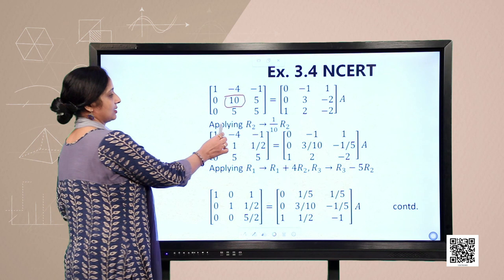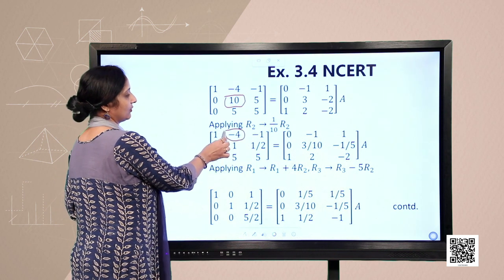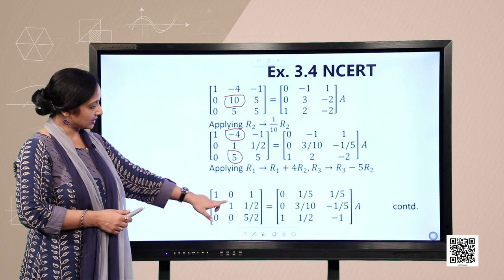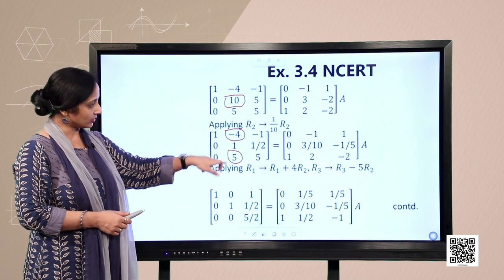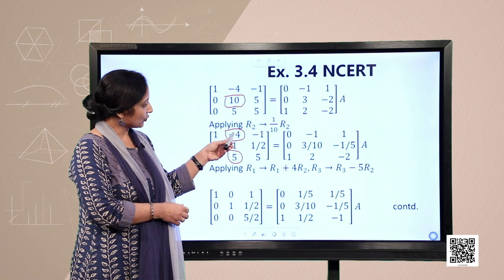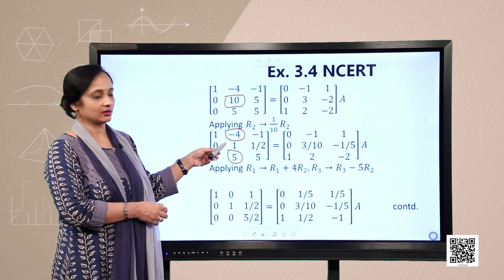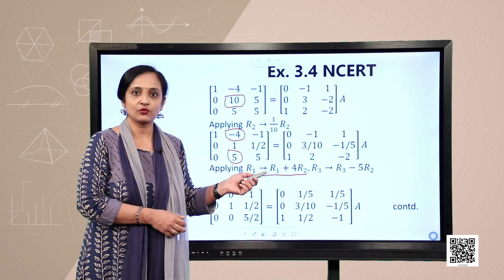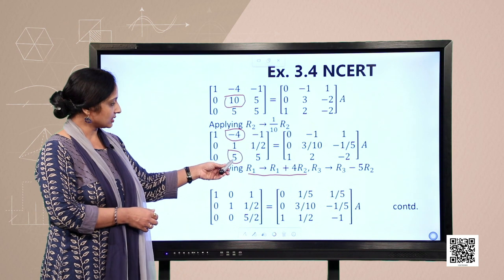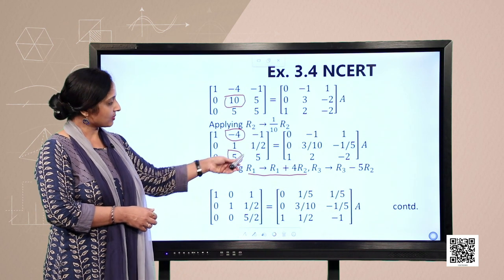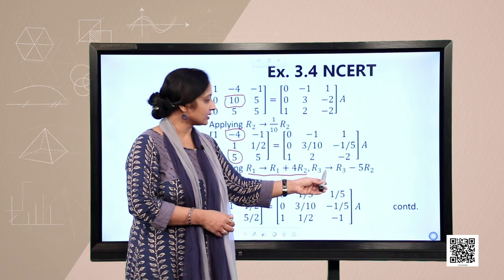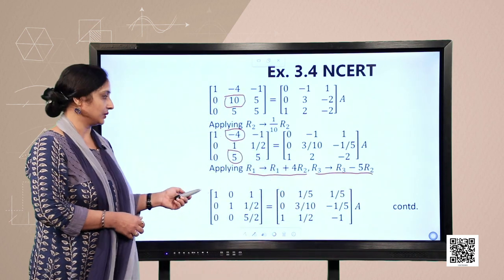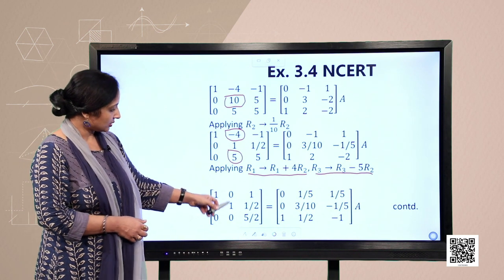The next step is that this element A12 and A32, these two elements have to be made 0. So focus on these elements, minus 4 plus 4 times 1. That means it's written as R1 changes to R1 plus 4 times R2. Similarly, this 5 is to be made 0. So 5 minus 5 times 1, which is written as R3 changes to R3 minus 5 times R2. Make changes here, it becomes 0.